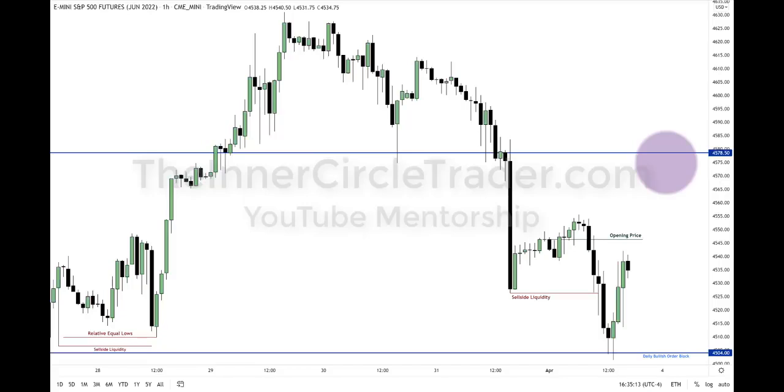And I kind of want to bring your mindset back into what we're looking for. And that is the power 3. We're looking for an expansion move, direction higher or lower. In this case, we're looking for it to go lower because we have the daily bullish order block level, that line here, level 4504. And look at the lay of the land.